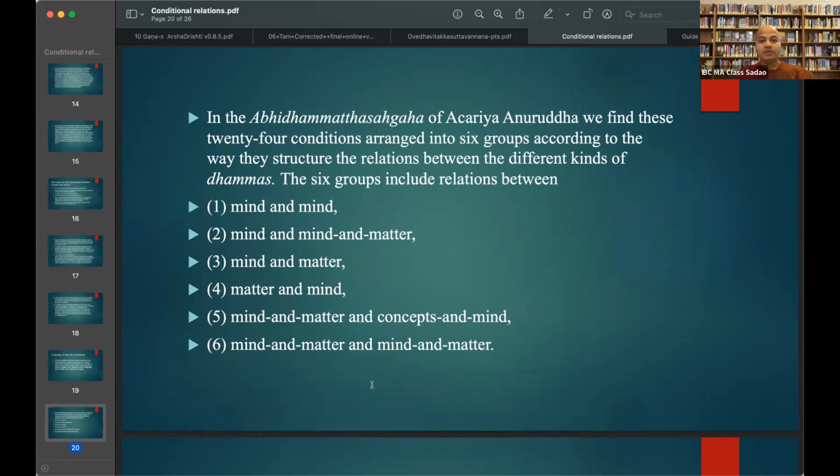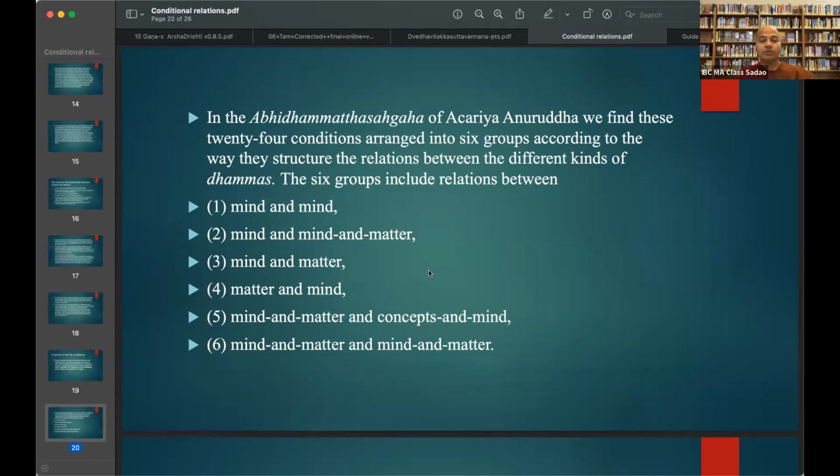In the Abhidhammattha Sangaha of Acariya Anuruddha, we find these 24 conditions arranged into 6 groups according to the way they structure the relations between the different kinds of dhammas. The 6 groups are: mind and mind, mind and mind-matter, mind and matter, matter and mind, mind-matter and concepts and mind. So, paññatti and nama, nama and matter, nama and matter, nama-rupa and nama-rupa. This is how they are arranged in the Abhidhammattha Sangaha.